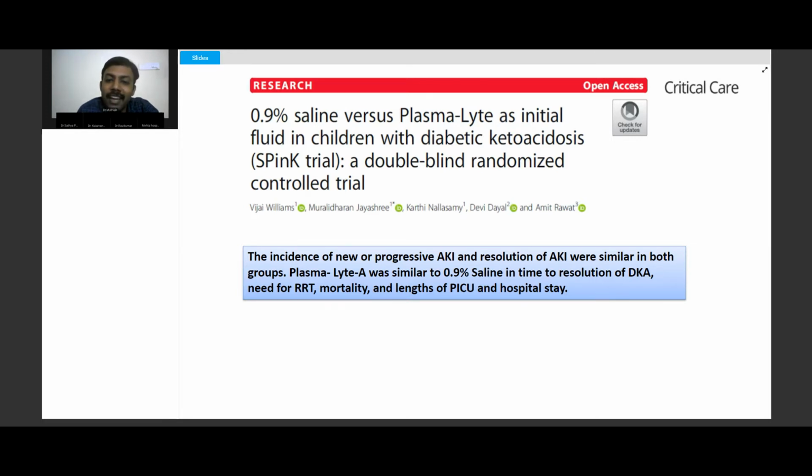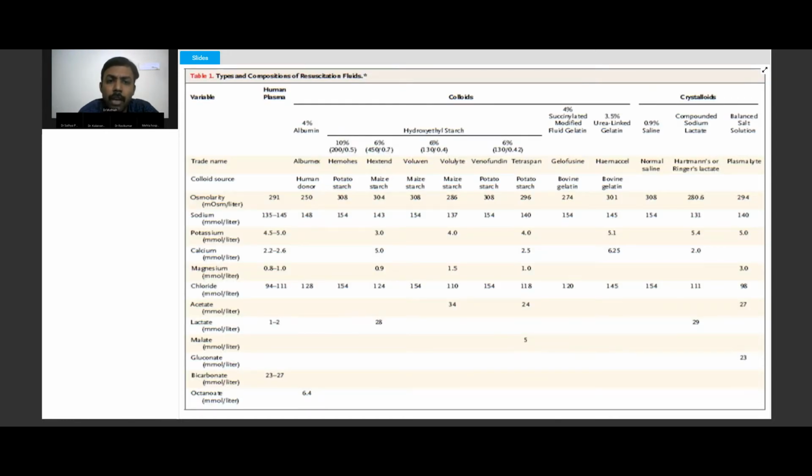So for children, I think we can start with anything because of the cost factor. In resource limited settings, we can use normal saline first and then monitor chloride and then decide on other parameters like AKI setting in and all those things and decide on balanced salt solution later on. So this is the summary of all the fluids which are available, the huge basket. This Volulyte, Voluven, and all are HES which are hardly used. The Gelofusine and Haemaccel are gelatin based which are rarely used, and the other ones are commonly used.